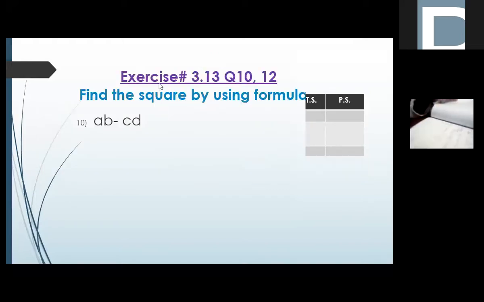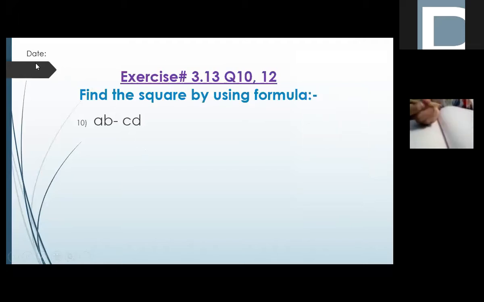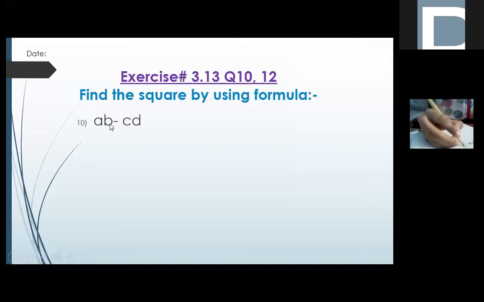Noseba, here on the top, write down exercise 3.13, question 10 and 12. Write down the question. The question is on page number 59. The question is find the square by using formula. Don't forget to mention the date at the top. Ali Jafri, start question number 10 because I am going to ask this question solution from you.